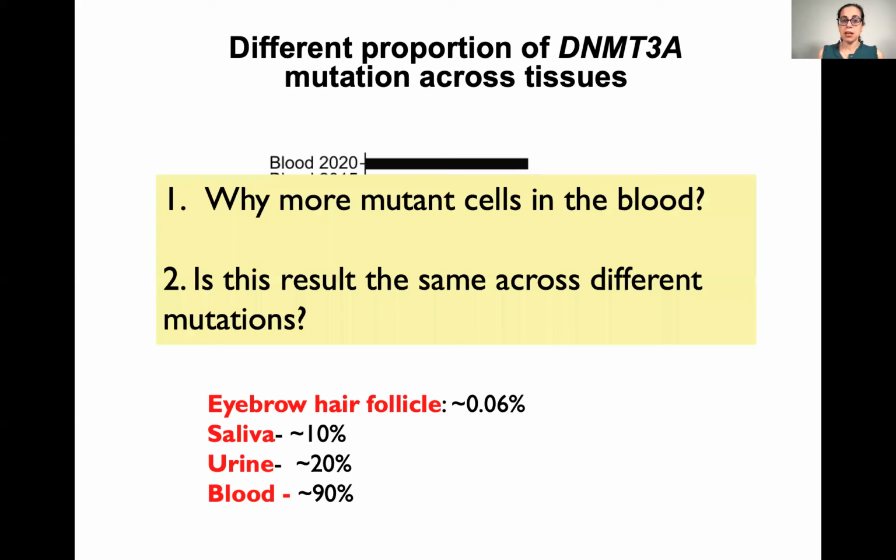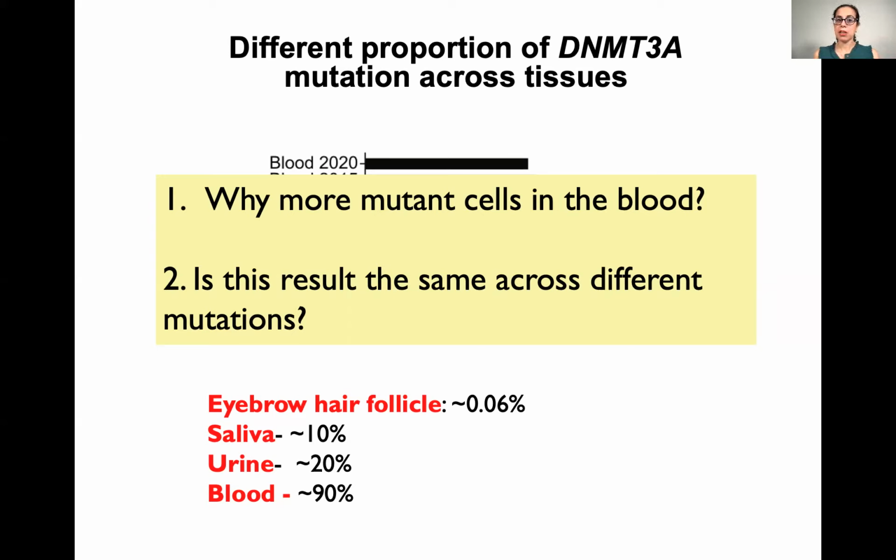So what does it mean? Why is DNMT3A mutation taking over the blood? And what does it do? It's still something that we really want to pursue further. And is this unique to this type of mutation, or is this going to be different with different mutations? Will different mutations in DNMT3A in mosaic individuals have different capabilities to take over different tissues? It's something that we still don't know.